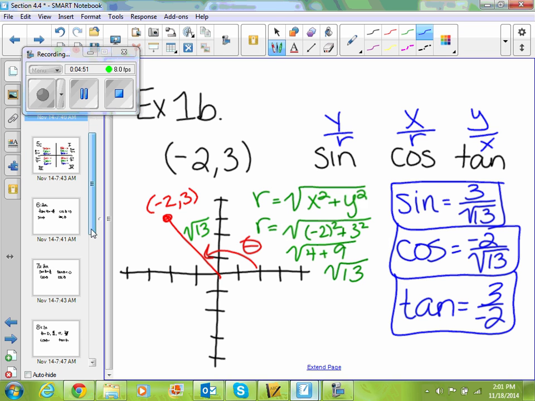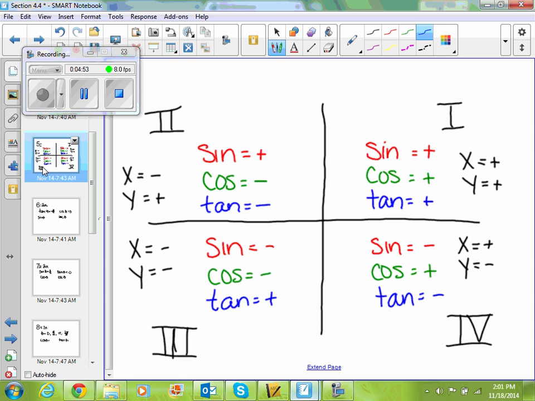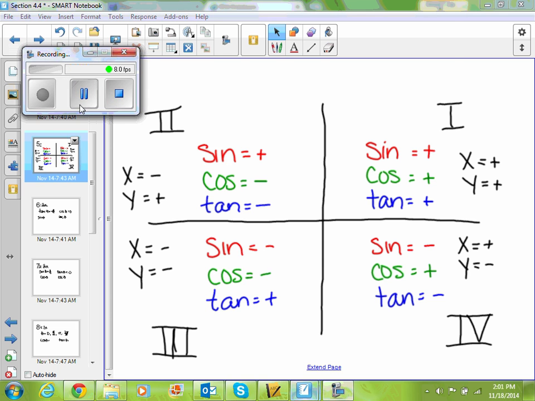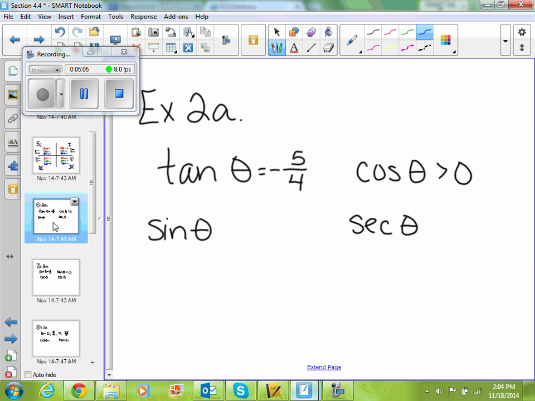Okay, so that helps us when we're given a point. Sometimes though we're not given a point, and we need to use the information that tells us when sine, cosine, and tangent are positive to help us determine the quadrant that our point lies in. When we're given what our tangent equals, that doesn't tell us our point. So we know the tangent is equal to -5/4, and cosine is greater than 0. If something's greater than 0, then we know that it's positive, so cosine is going to be positive.